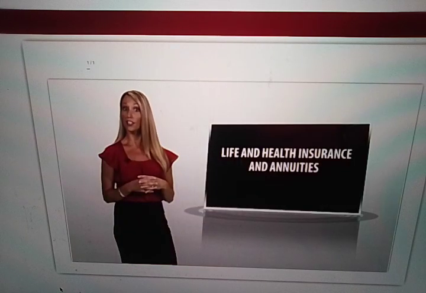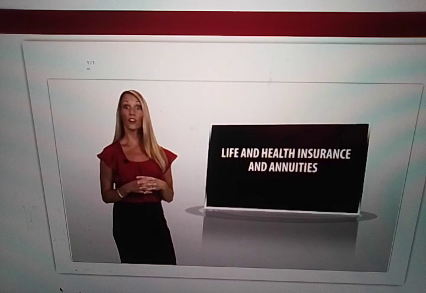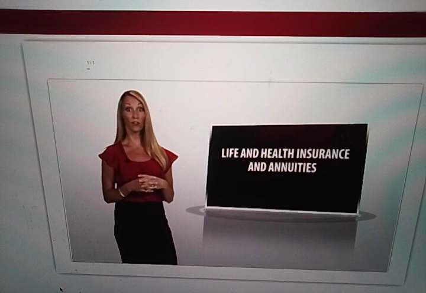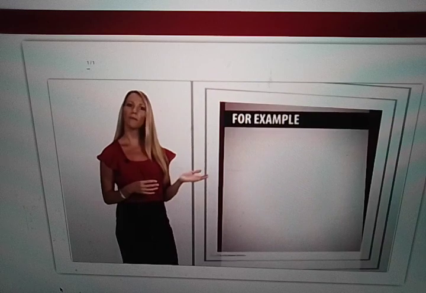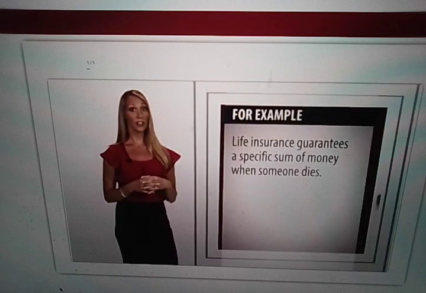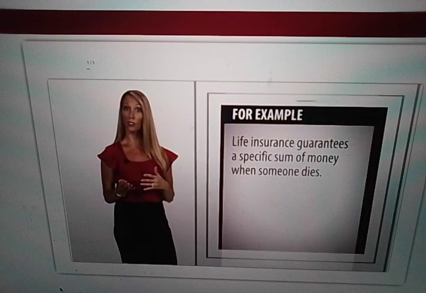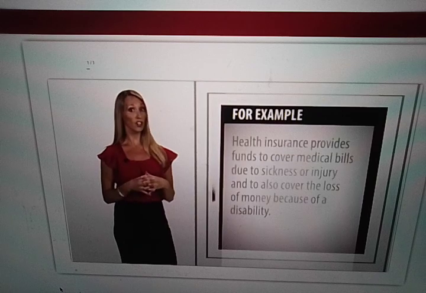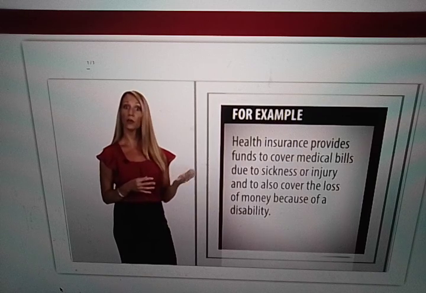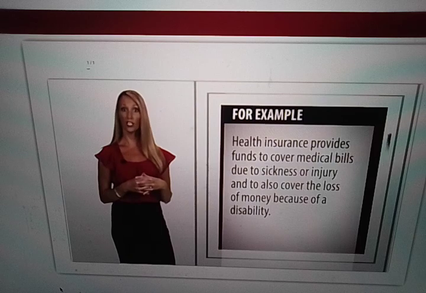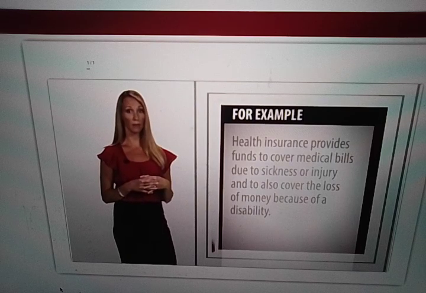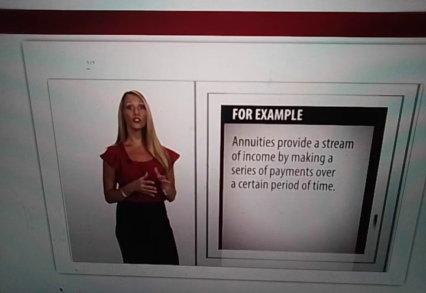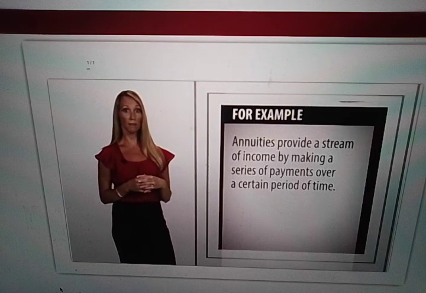If there was not an insurance system in place, the cost of the loss would have to be covered solely by the individual who suffered the loss. For example, life insurance guarantees a specific sum of money when someone dies. Health insurance provides funds to cover medical bills due to sickness or injury, and to also cover the loss of money because of a disability. Annuities provide a stream of income by making a series of payments over a certain period of time.